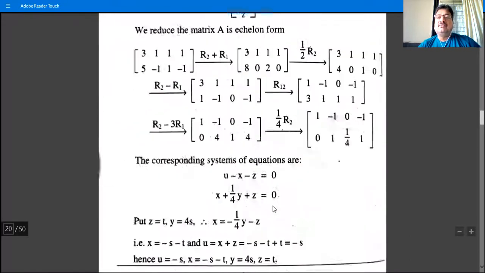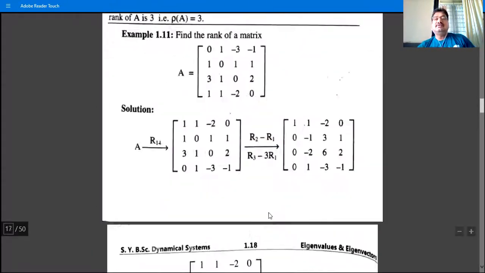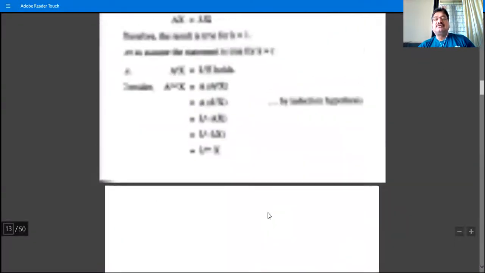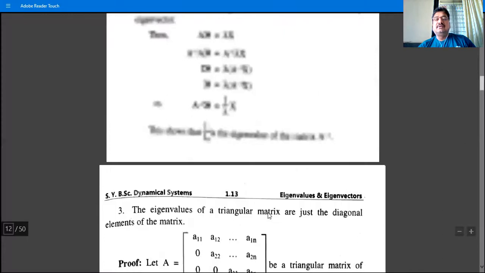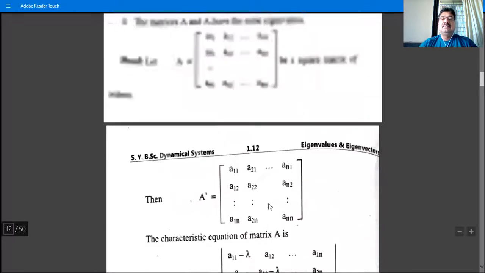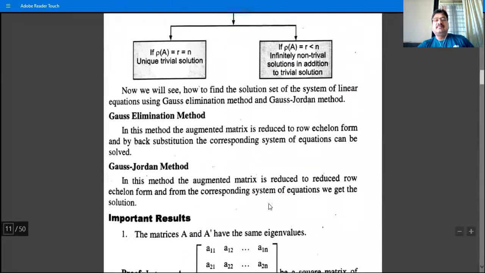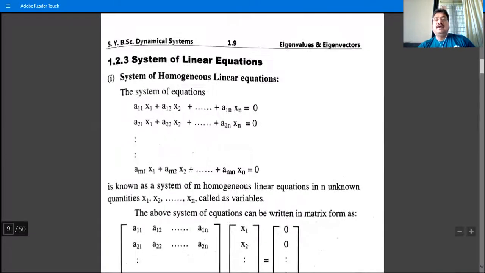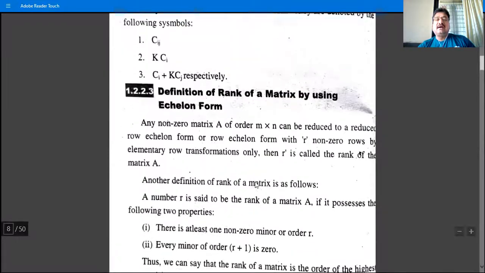Next, we have to discuss the next topic, that is eigenvalues and eigenvectors. So this is all about the homogeneous system and non-homogeneous system. Now we have to define eigenvalues and eigenvectors.